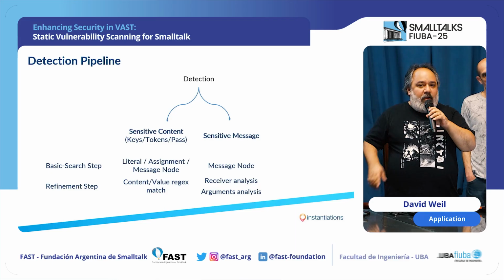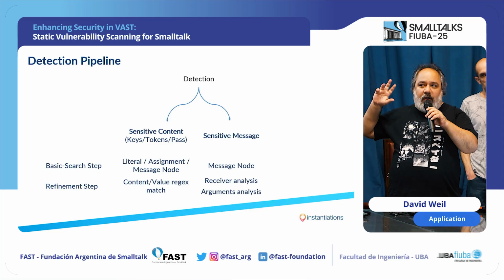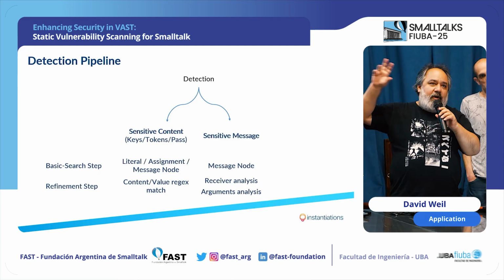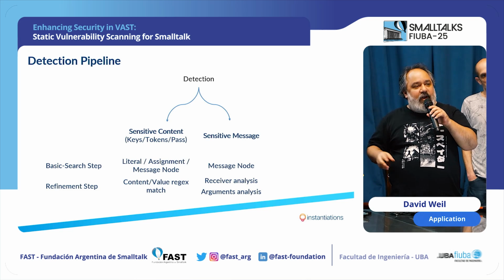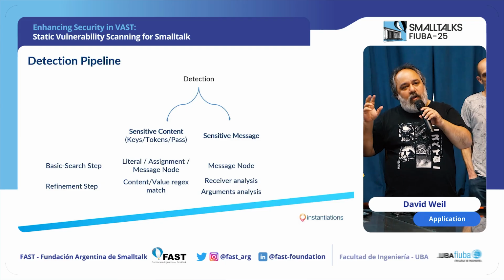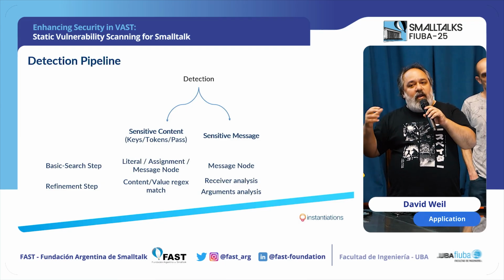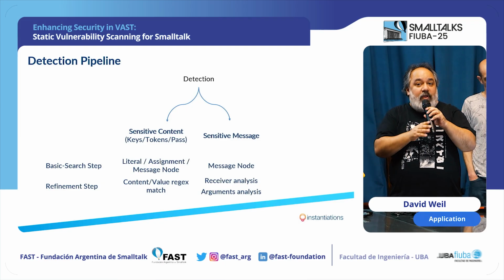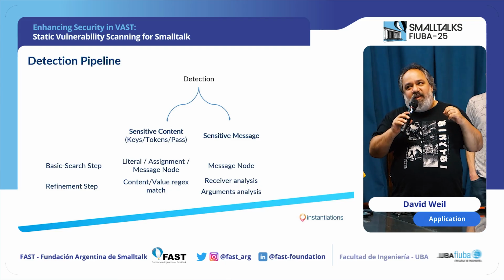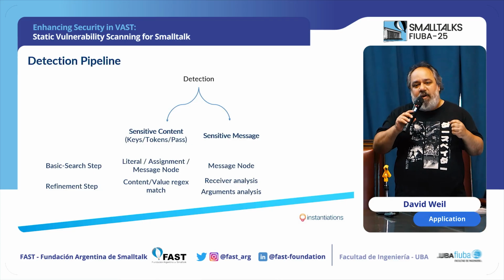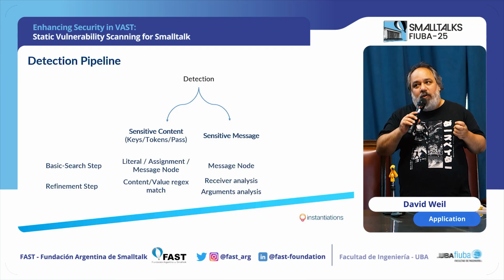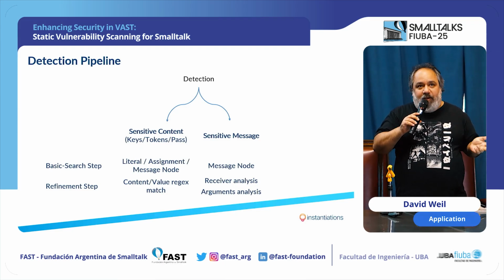We handle mainly two kinds of detections. The first one, sensitive content, are keys, API tokens, passwords, etc., which are literal values embedded in the code, which we want to detect and inform the user. On the other hand, we have sensitive messages which may be used by a user and which may lead to a vulnerability.